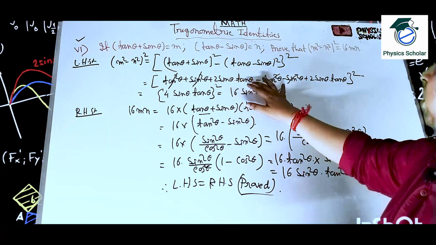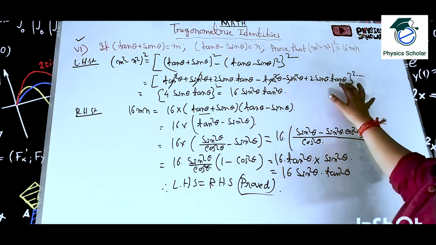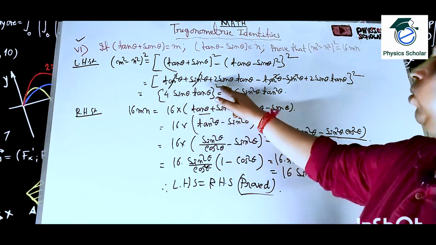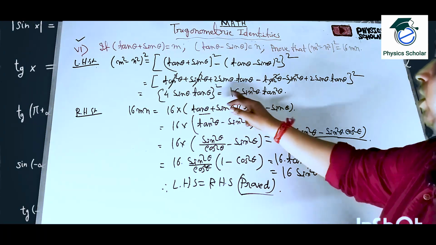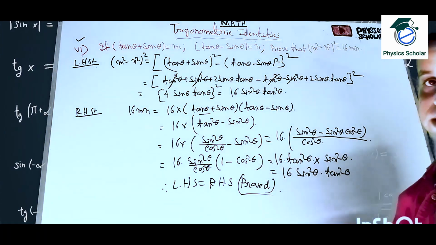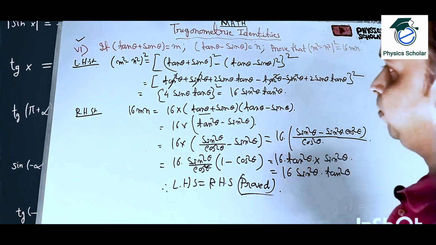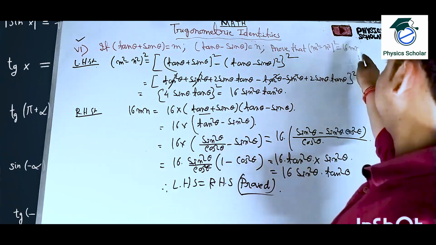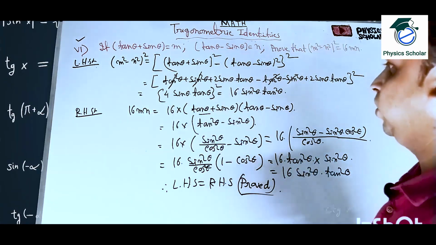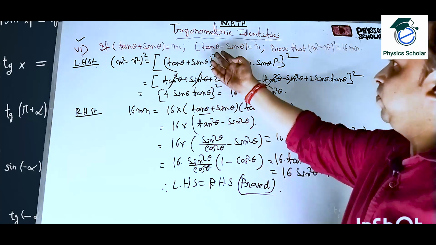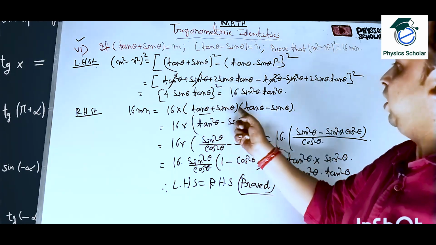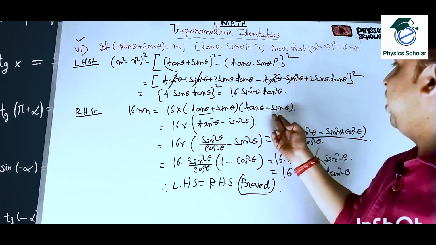So 2 sin theta tan theta plus 2 sin theta tan theta, that means 4 sin theta tan theta whole square. So 4 square means 16 sin square theta into tan square theta. Clear? So that is the value of the left hand side. So what is the value of the right hand side? 16 mn. So 16 into what is the value of m? Tan theta plus sin theta, and what is the value of n? Tan theta minus sin theta.